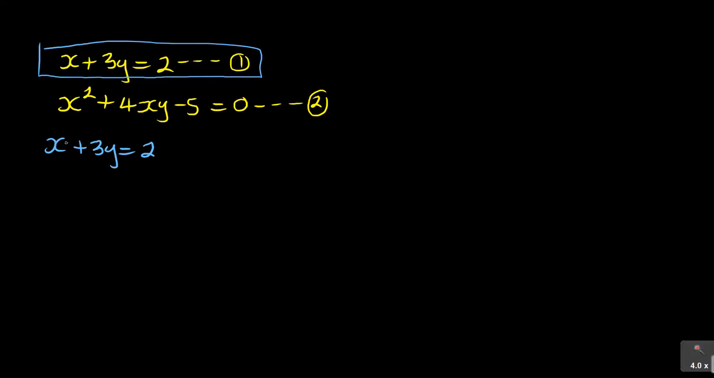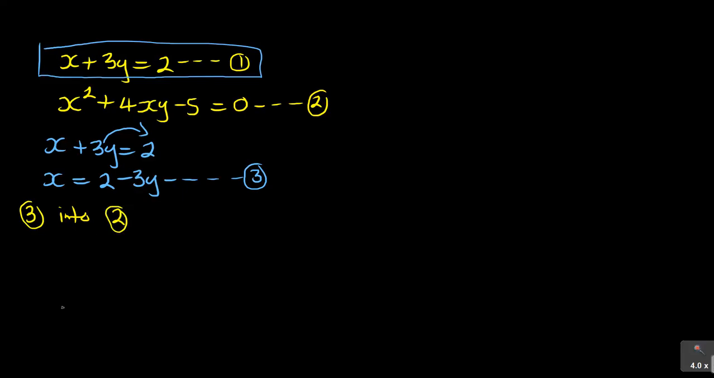Now make either x or y the subject of the formula. Don't start making things difficult for yourself. You can see that x already is alone there. Take the 3y to the other side, so that you have x is equal to 2 minus 3y. Don't make things complicated for yourself. This becomes your equation 3. When you have your equation 3, you're going to say equation 3 into equation 2.